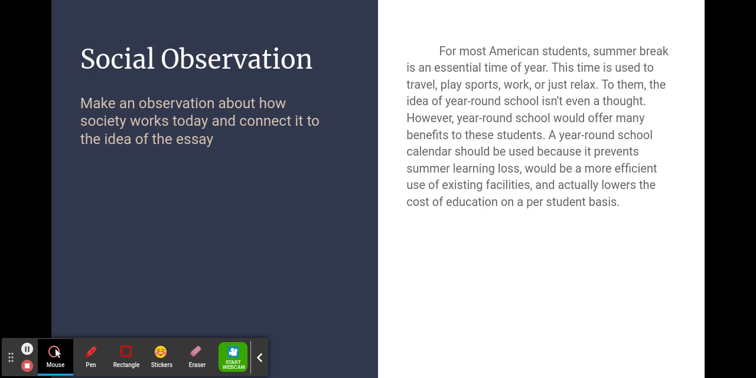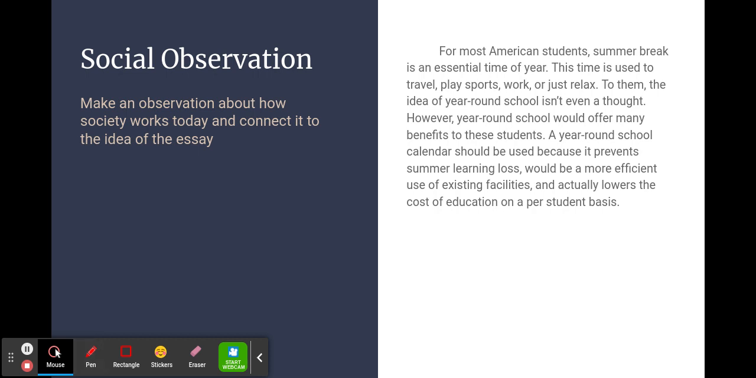A second option here is a social observation. Right? So you make an observation about how society works today, and you connect it to the idea. If we were writing about literature, you could also make a literature observation where you talk about literature in general. So keep that in mind for future assignments. But here, because we're persuading, we're writing about a societal issue. We're going to make a social observation.